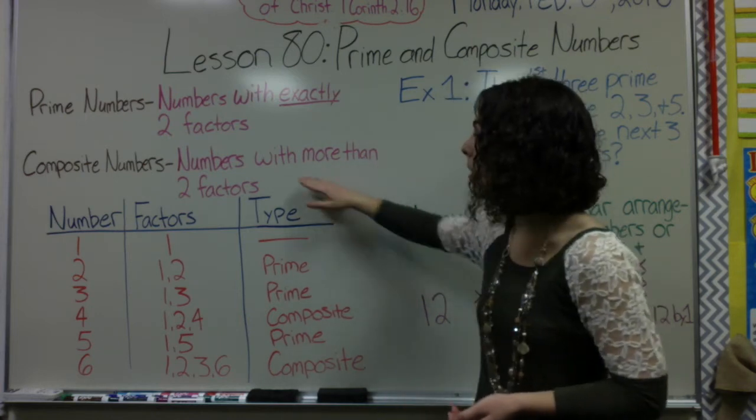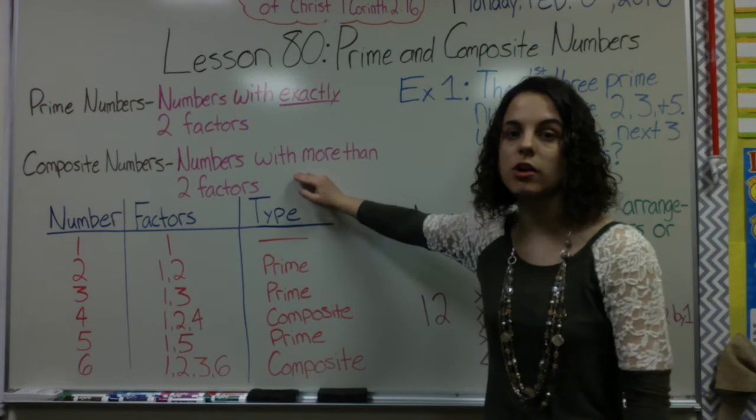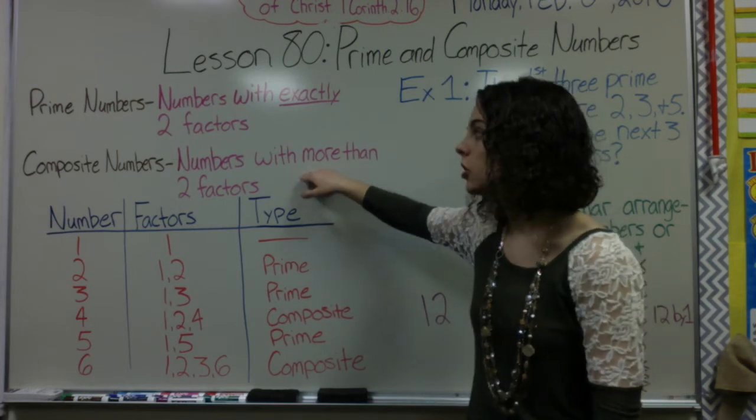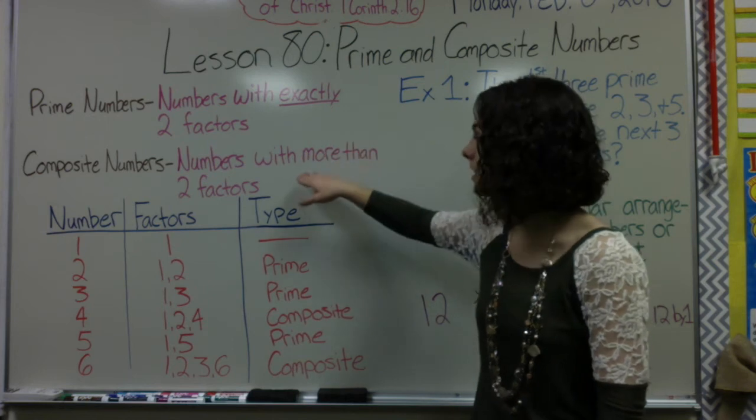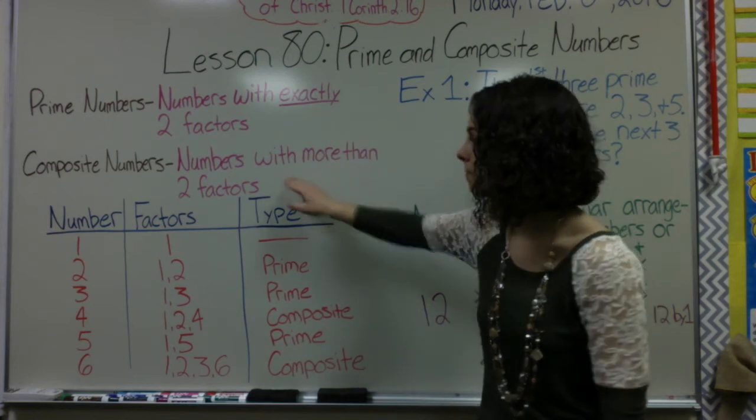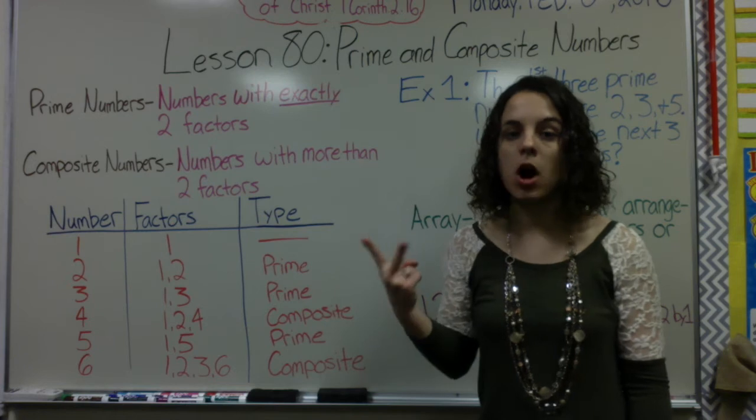We also have composite numbers. Composite numbers are numbers with more than 2 factors. So if it's not a prime number and has more than 2 factors, it is definitely going to be a composite number. So we have prime numbers, we have composite numbers.